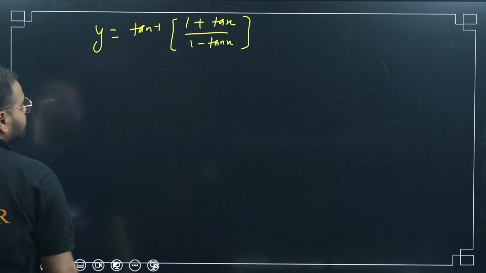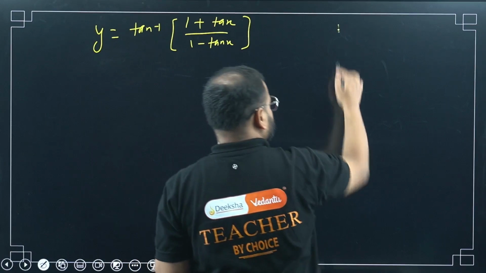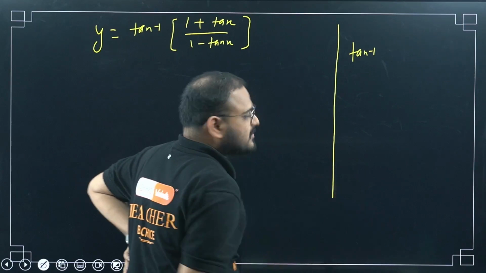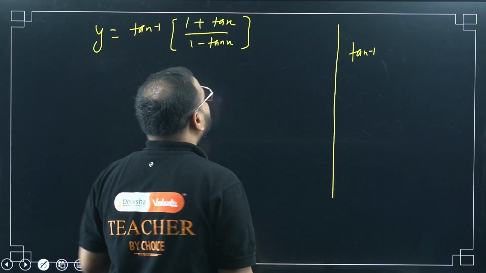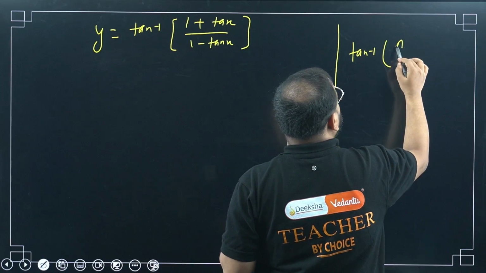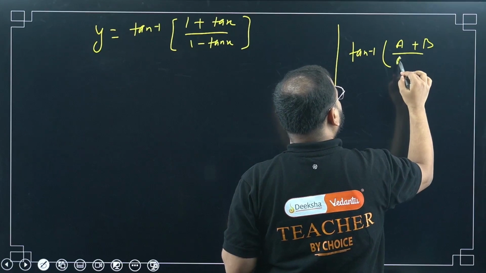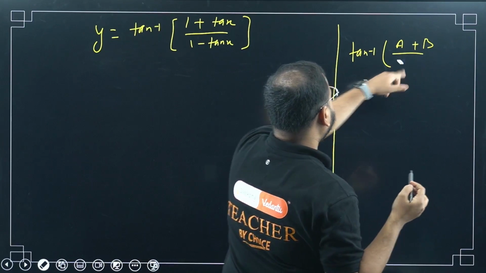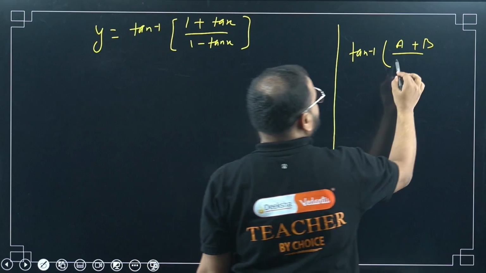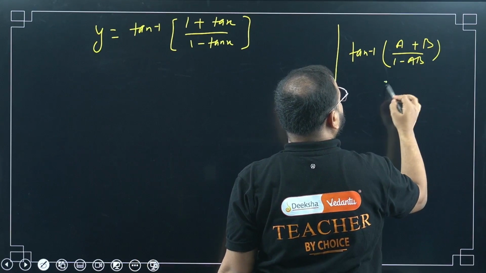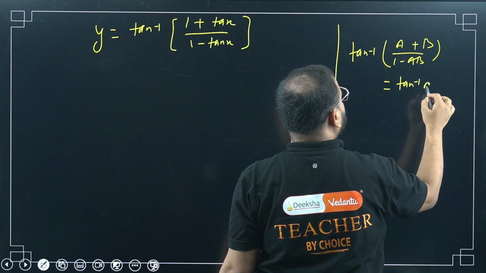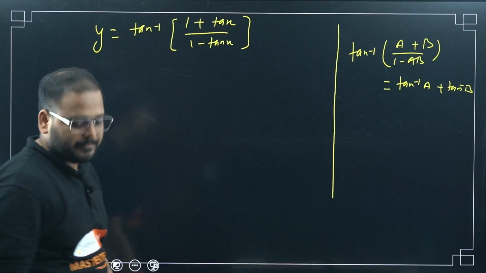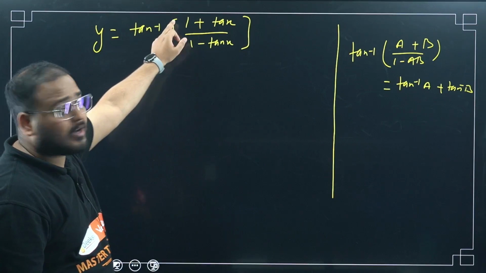Correct. Now if you remember, there was a formula I used in the previous few questions also. I think we have used it in multiple sessions. So tan inverse of what? If it is a plus b upon 1 minus ab, then this will become tan inverse of a plus tan inverse of b. Am I right? Okay.